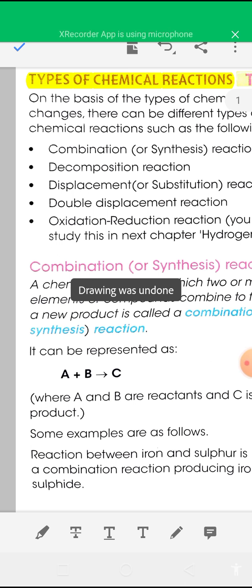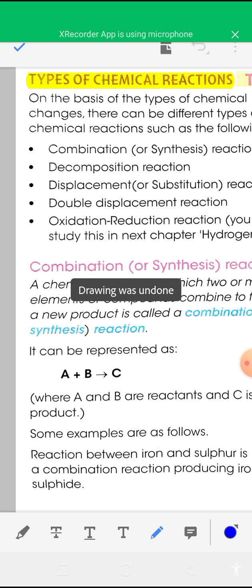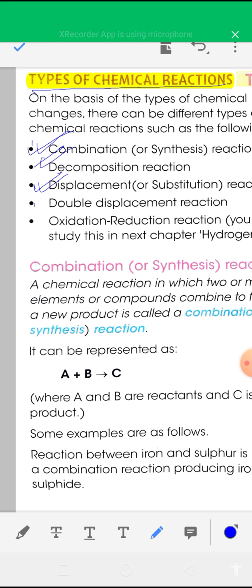In this video today I'll discuss different types of chemical reactions. The types of chemical reactions are combination reactions or synthesis reactions, decomposition reaction, displacement or substitution reaction, and double displacement reaction. And the last type of chemical reaction is oxidation reduction reaction, which you will study in the next chapter. In this chapter you have to study combination reaction, decomposition reaction, displacement reaction, and double displacement reaction.